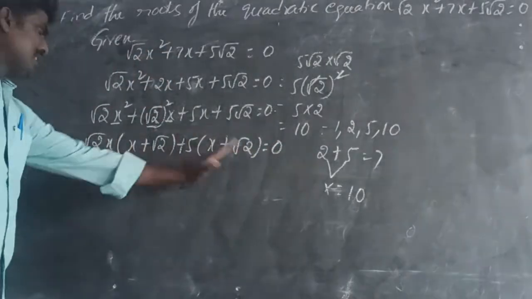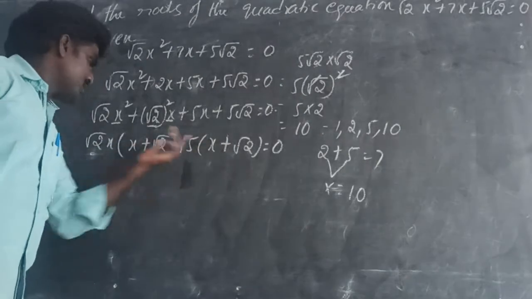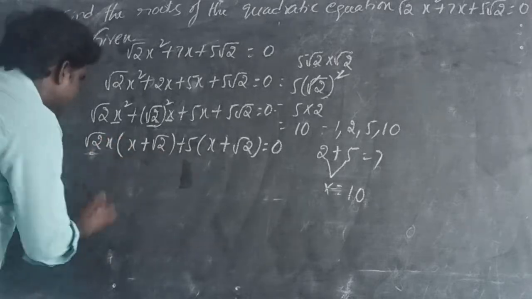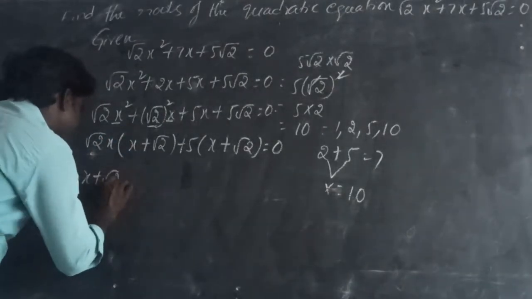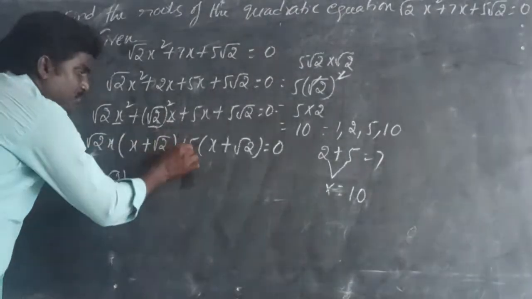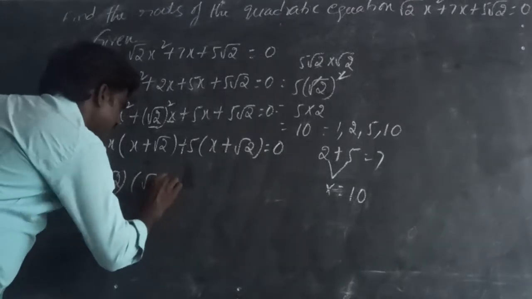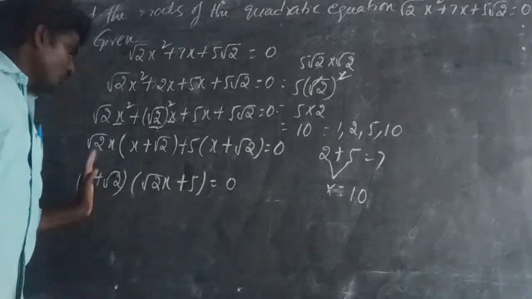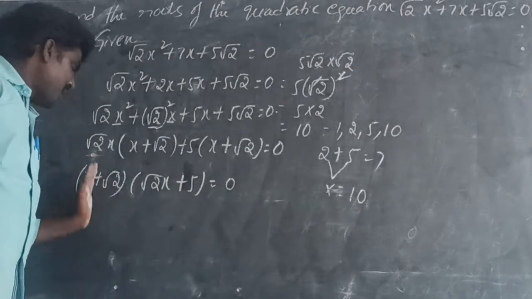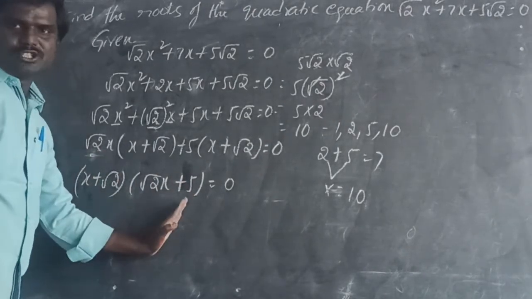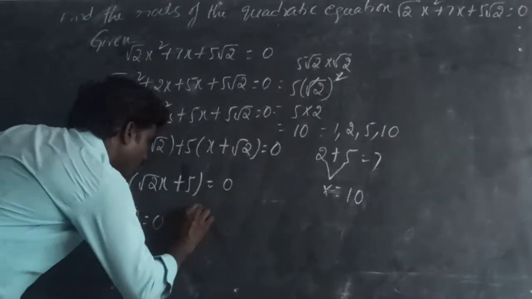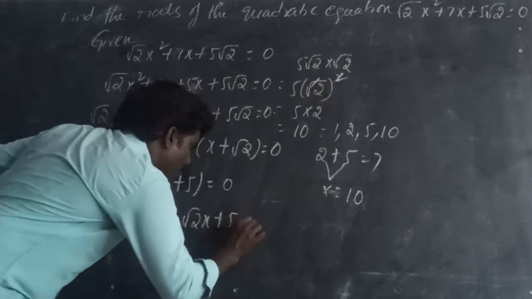In this total expression, how many expressions are there? Two expressions. What is common? x plus root 2. So x plus root 2 is taken outside. What remains is root 2x plus 5 is equal to 0. The product of two polynomials is 0, so either the first polynomial is 0 or the second polynomial is 0. That is x plus root 2 is equal to 0, and root 2x plus 5 is equal to 0.